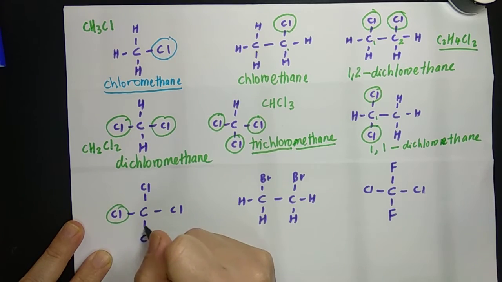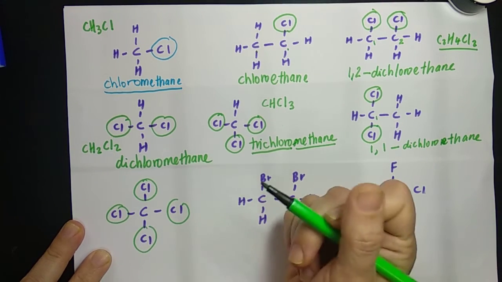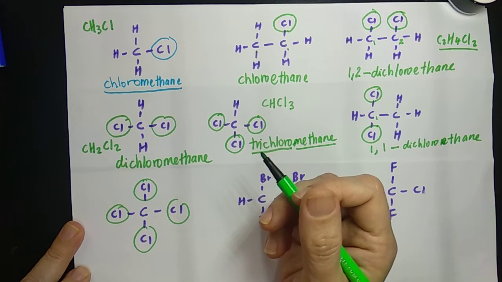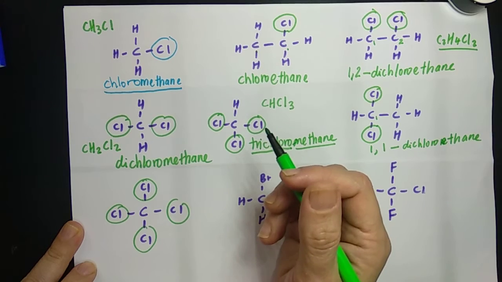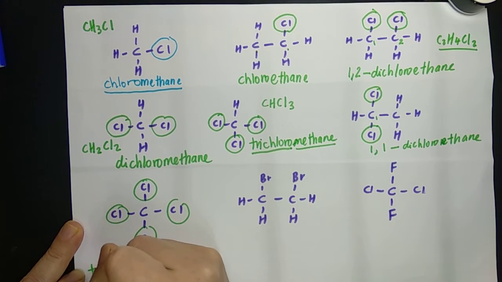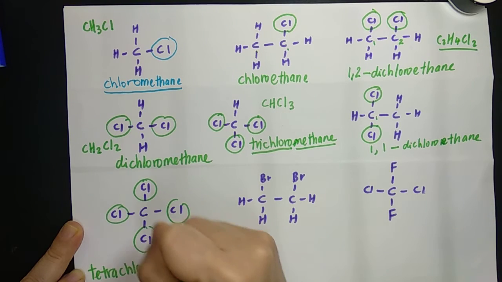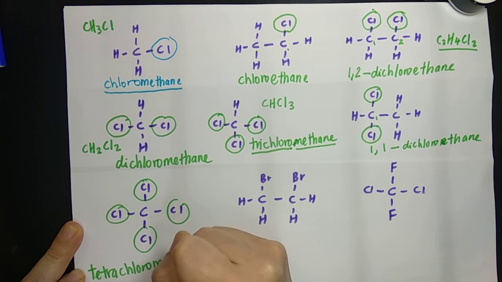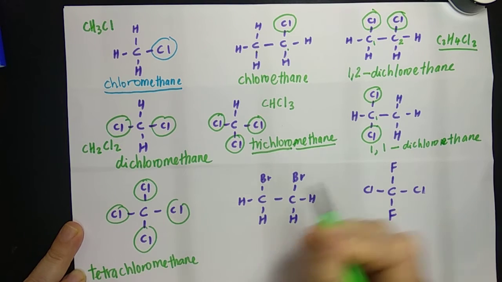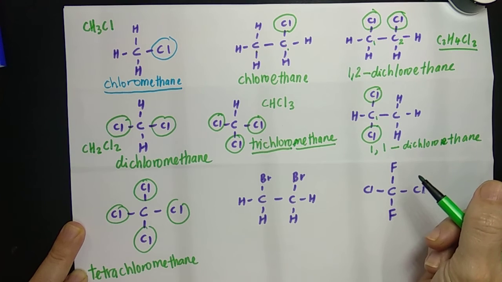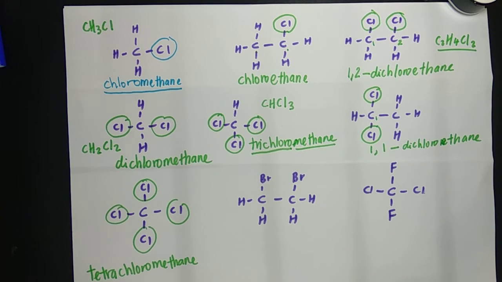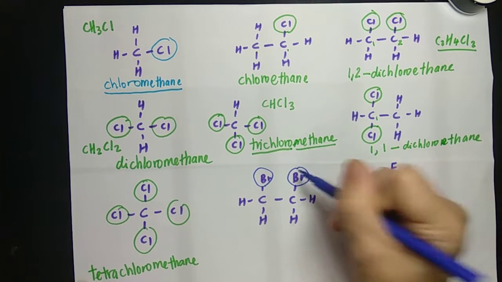This has 1, 2, 3, 4. It's not qua. Students like to say di, tri, qua. No, it's not qua. It's not quarter. It's tetra. Tetra means 4. Chlorine is chloro, and it's still a methane, so tetrachloromethane. That's where the name comes from. So it's CCl4, tetrachloromethane.